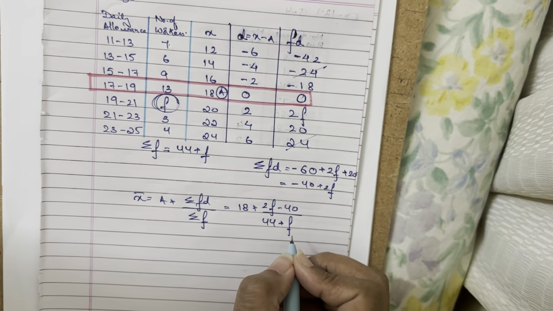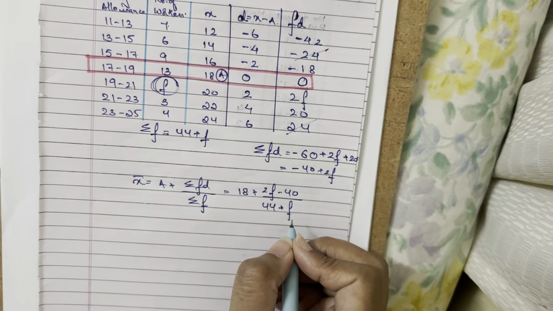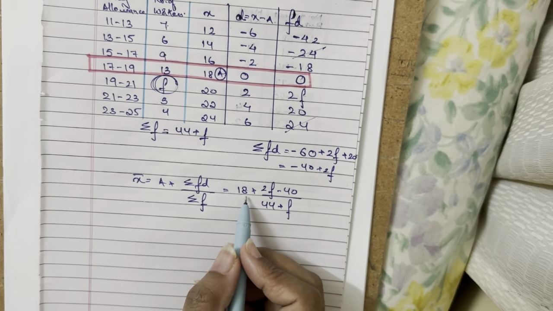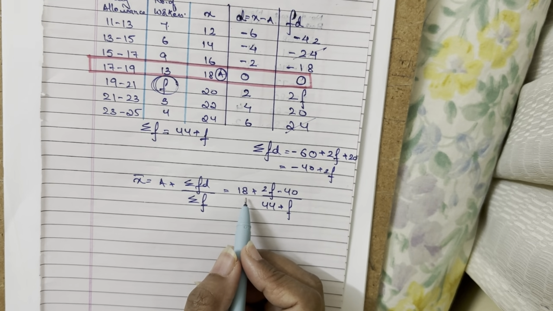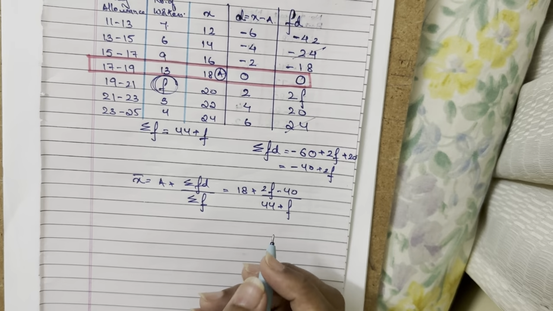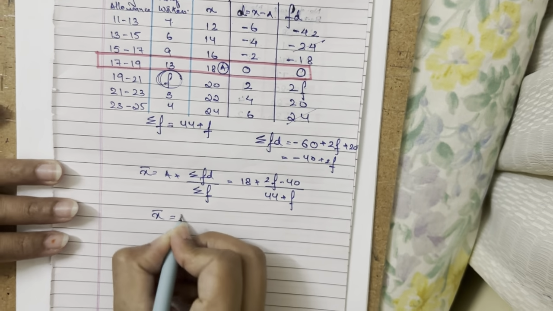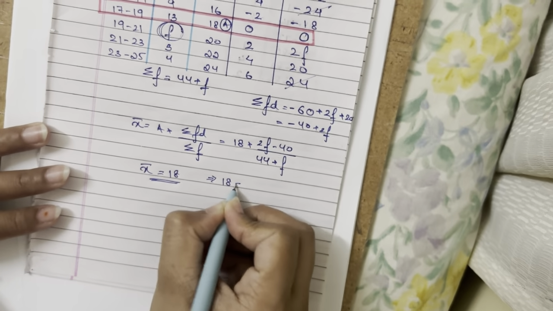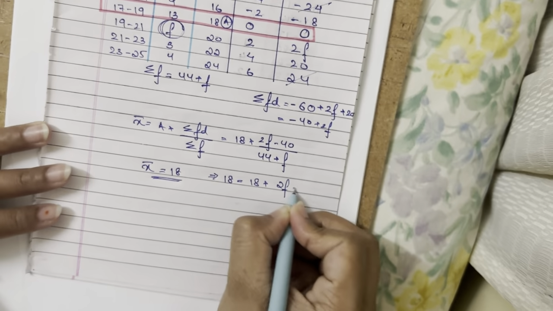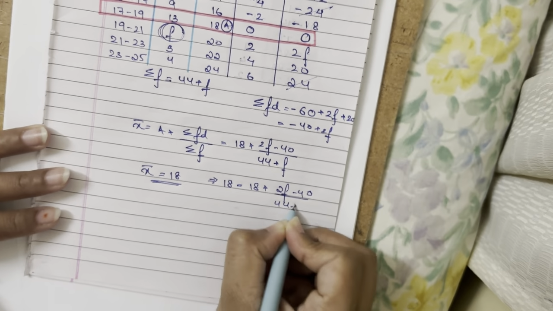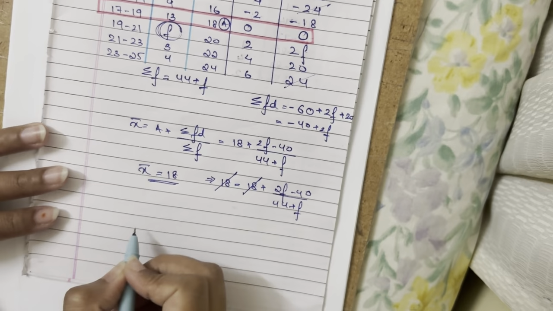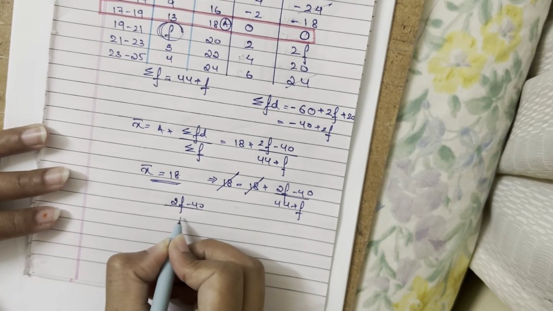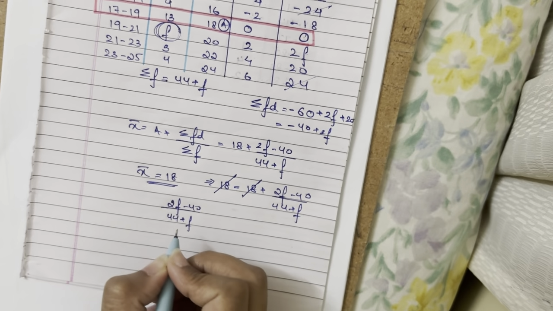For this particular question, if the mean is not given and f is not given, two unknowns you cannot find, right? If you read the question, they have given the mean already, and they said that the mean pocket allowance is rupees 18. So x bar is given as 18. I'll substitute here: 18 is equal to 18 plus 2f minus 40 by 44 plus f. This 18 we can get rid of. I'm left with 2f minus 40 by 44 plus f.